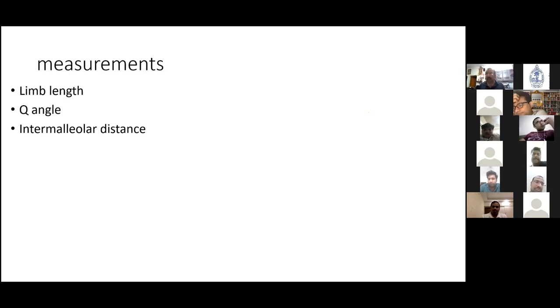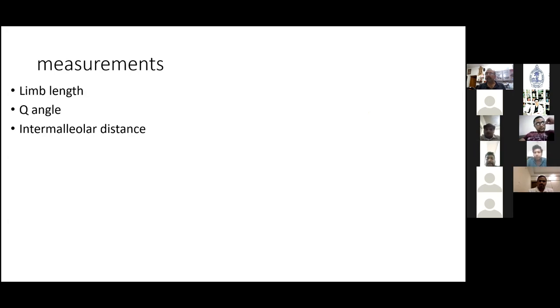So what is the normal value? No, I cannot see. What is the normal value, guys?